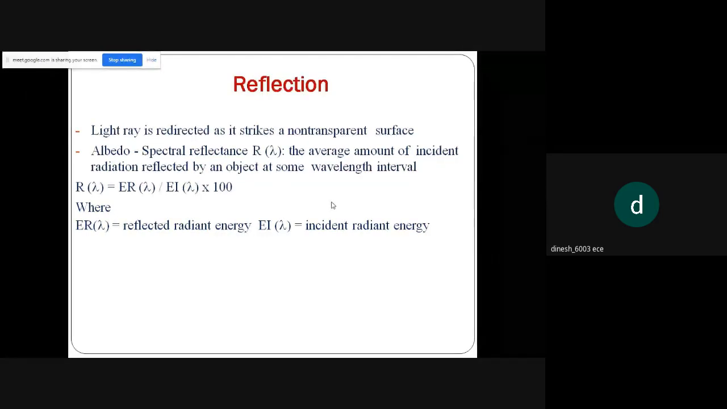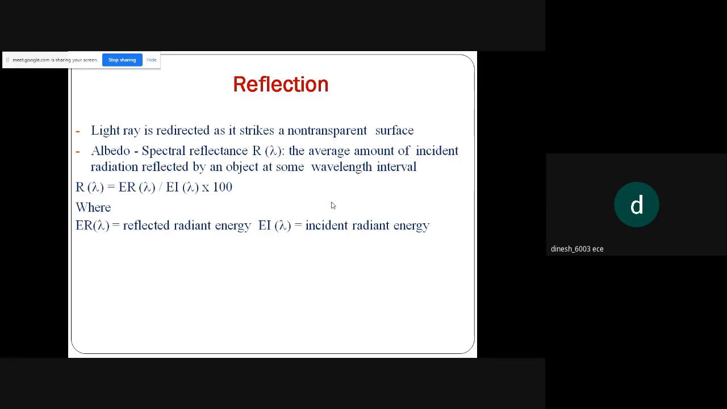If the surface is non-transparent, it will reflect back the light which falls on it. This is given by the albedo, or spectral reflectance, measured as R at that particular wavelength. It is defined as the average amount of incident radiation reflected by an object at some wavelength interval.